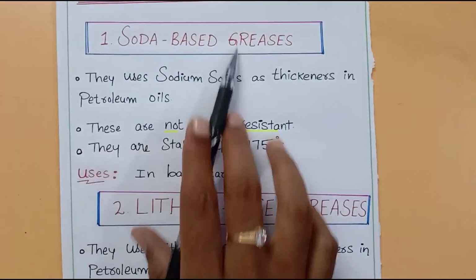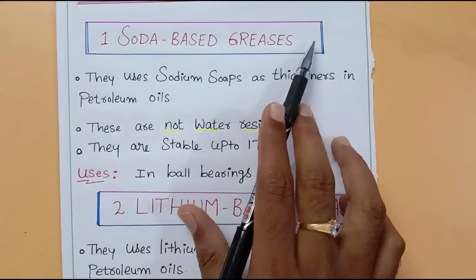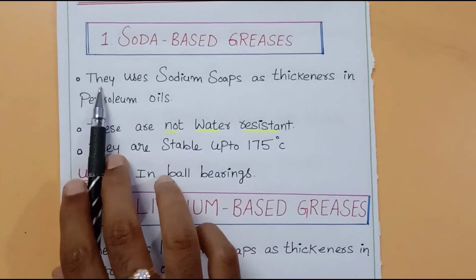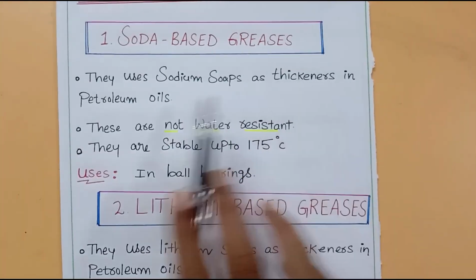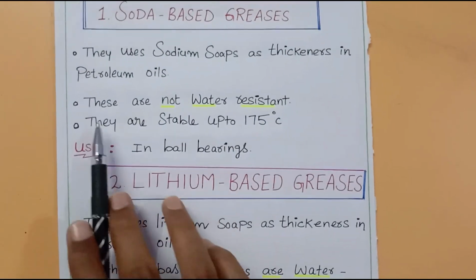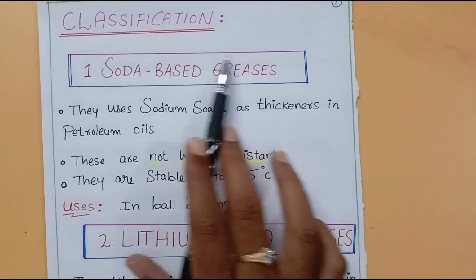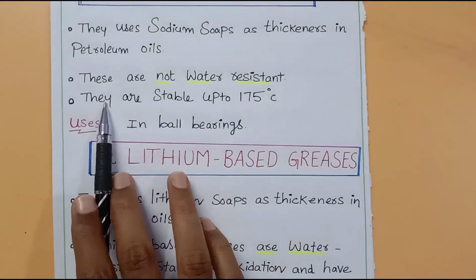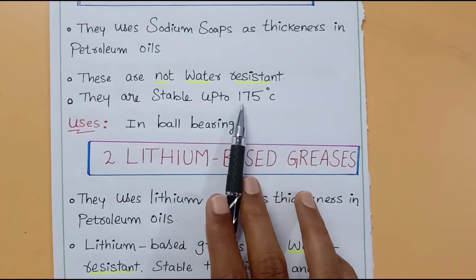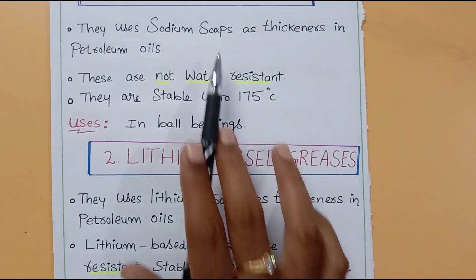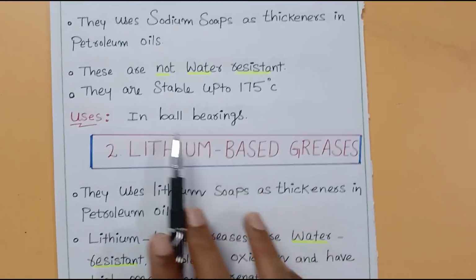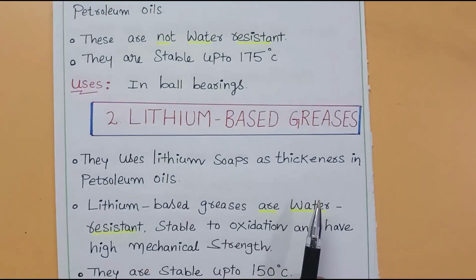The first category of grease will be soda based greases. As the name indicates, they contain sodium soaps. They use sodium soaps as thickeners in petroleum oils. Remember, sodium based greases are not water resistant. They are stable up to a higher temperature of 175 degrees centigrade. What is the application of soda based grease? These are used in ball bearings. So that is the first type.